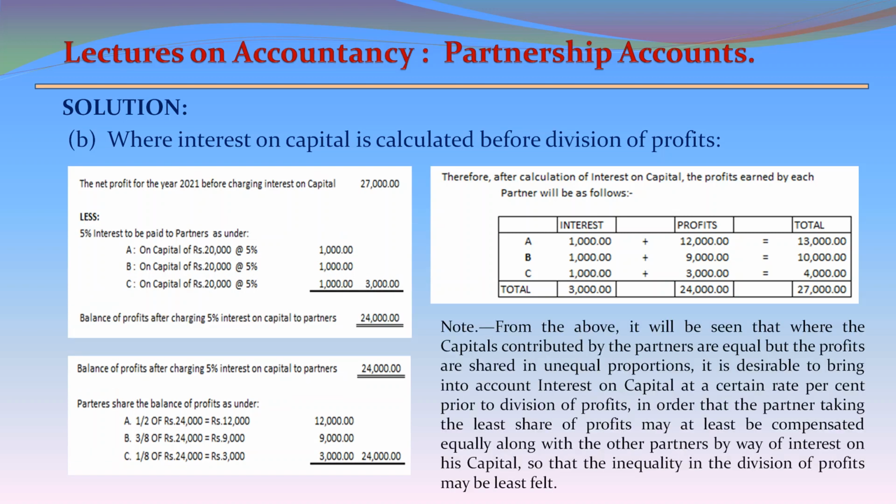Note: from the above it will be seen that where the capitals contributed by the partners are equal but the profits are shared in unequal proportions, it is desirable to bring into account interest on capital at a certain rate percent prior to division of profits, in order that the partner taking the least share of profits may at least be compensated equally along with the other partners by way of interest on his capital, so that the inequality in the division of profits may be least felt.